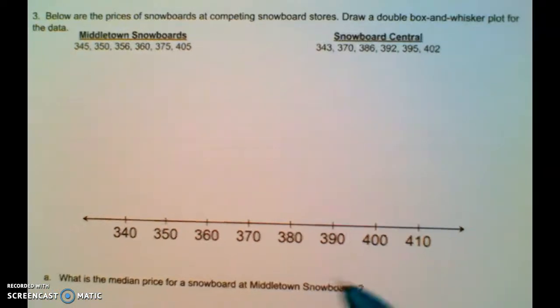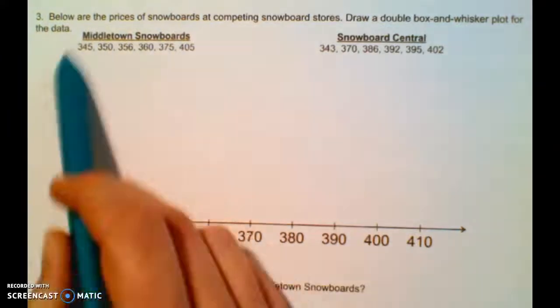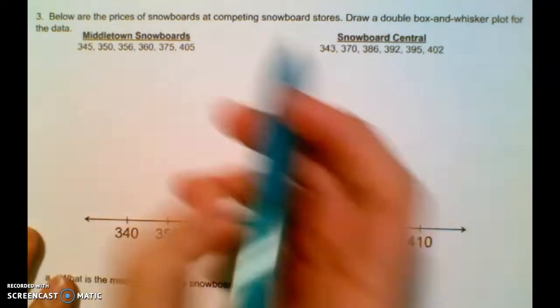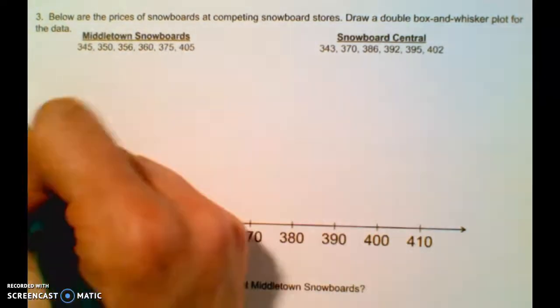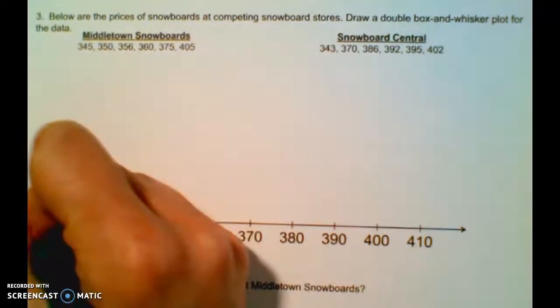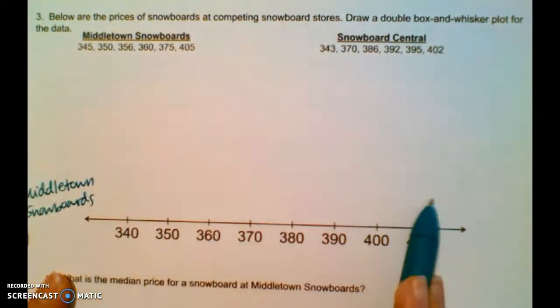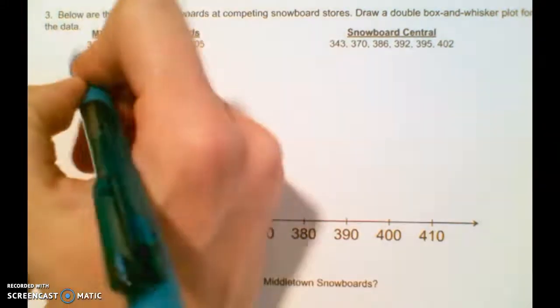So you kind of learned about how to make, or at least how to find the Q1 and Q3 and the median yesterday, and we're going to need that here because we need first our minimum. Well, make sure your data is in order. Yes, it is in the correct order. So I'm going to go ahead and label down here. This is going to be our box and whisker plot that represents Middletown snowboards. Our minimum value is 345.